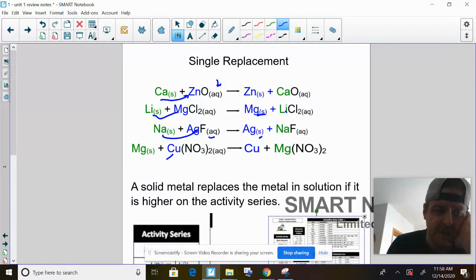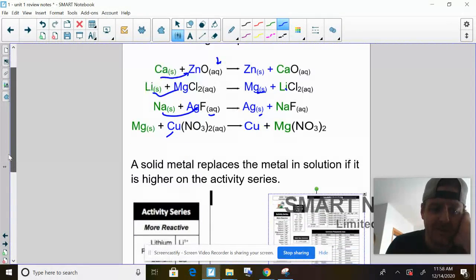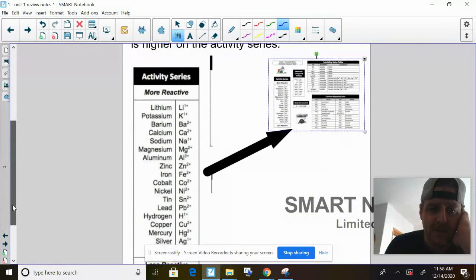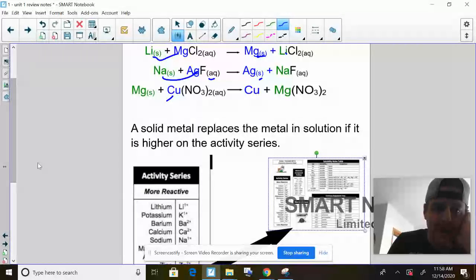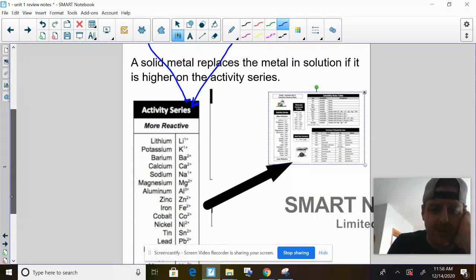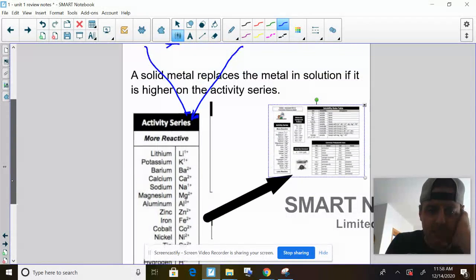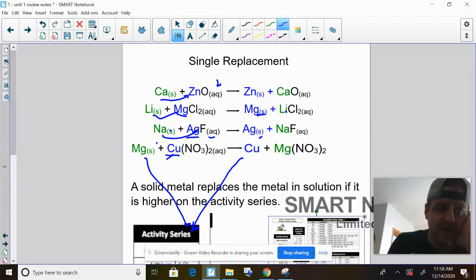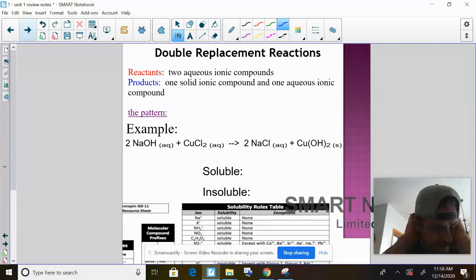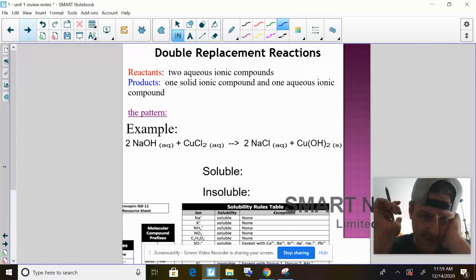It switches. And then where can I find these? This list of metals, we talk about: for a solid metal, the green ones have to be higher on this chart. The green ones have to be higher than the blue ones in this chart. Like I said, we'll get into it tomorrow, but that's the general pattern there. Single replacement.